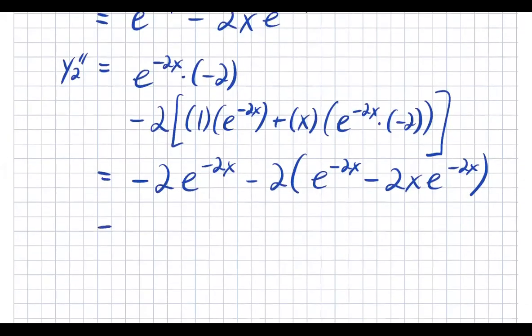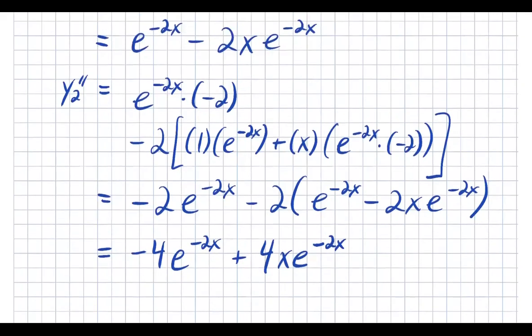Yeah, I think so. It looks like we have two e^(-2x) terms. We have one here and we have another one here. So let's combine those together. We have a total of negative 4e^(-2x). And then, if we distribute this 2, negative 2 times negative 2 gives us plus 4x e^(-2x). Okay, so there's our two derivatives.